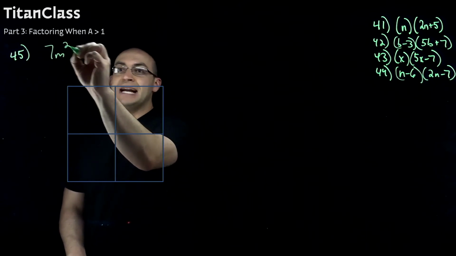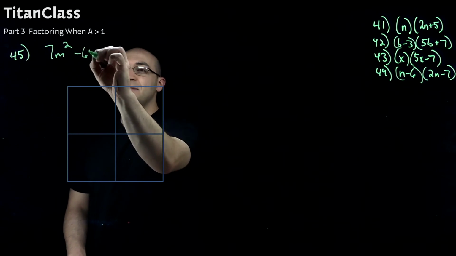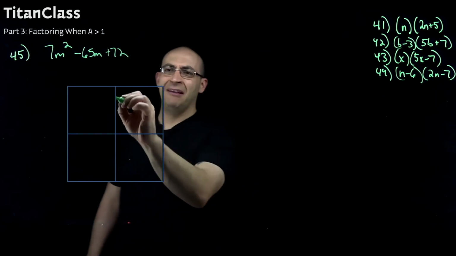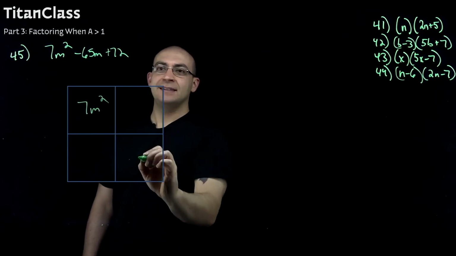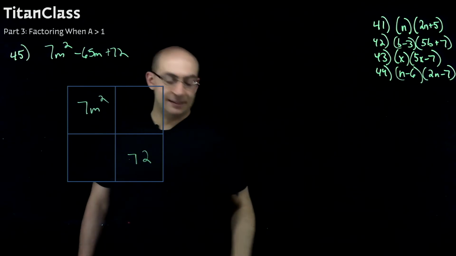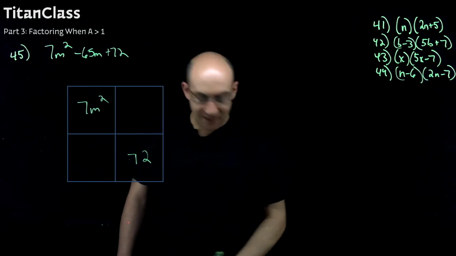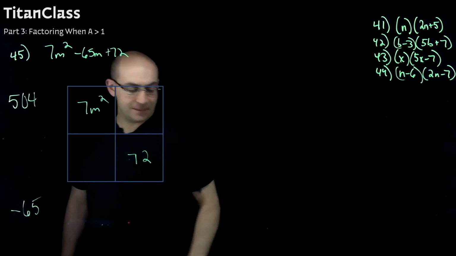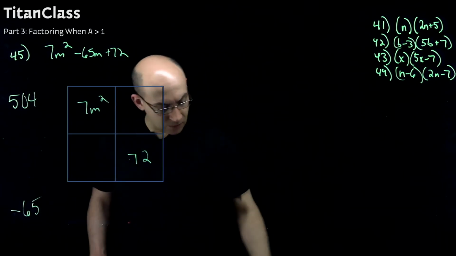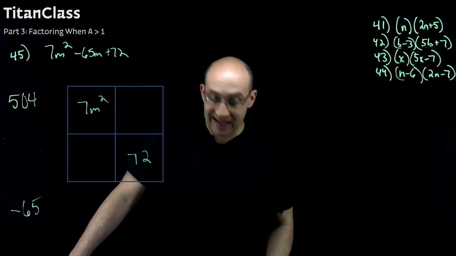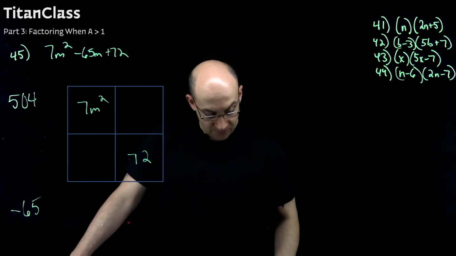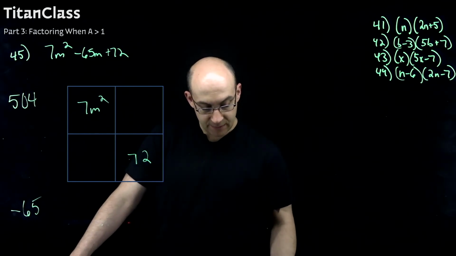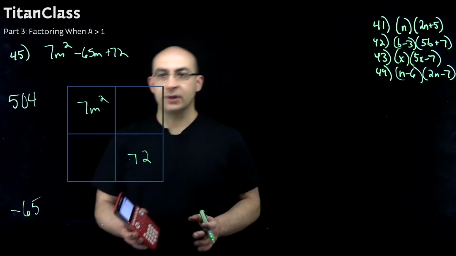This one's going to be terrible. 7m squared minus 65m plus 72. Ugh, this is awful. 7 times 72 is 504 for negative 65. Okay, I'm going to use the calculator for this one. So what we like to do, hit the y equals button, and I'm going to go 504 divided by x, and then second graph.